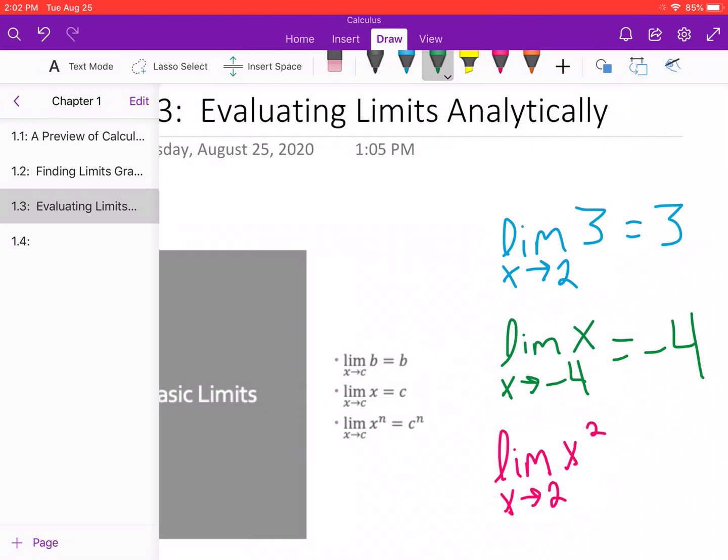And then the last basic limit rule is the limit as x approaches c of x to the n equals c to the n. So for our example here, the limit as x approaches 2 of x squared is going to be 2 squared, which is just 4. So really, really basic rules we have there.